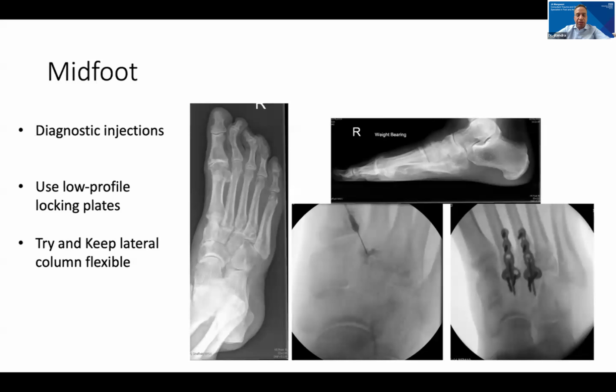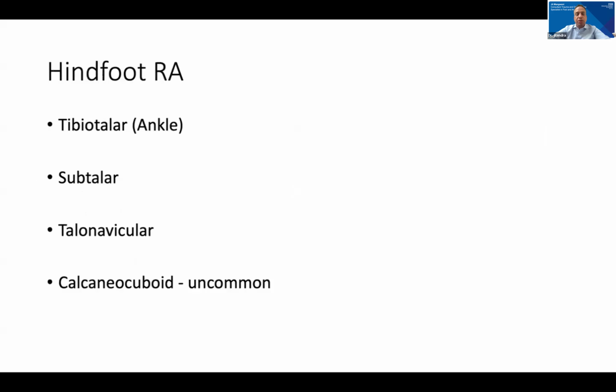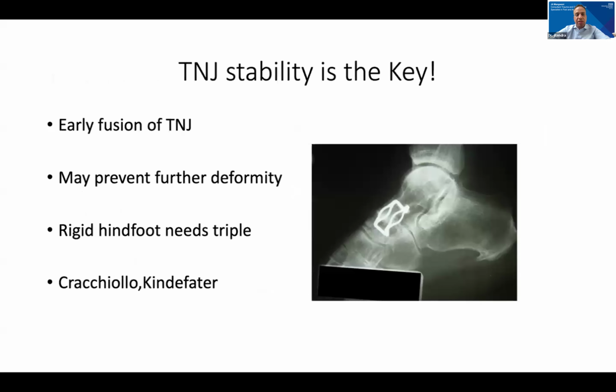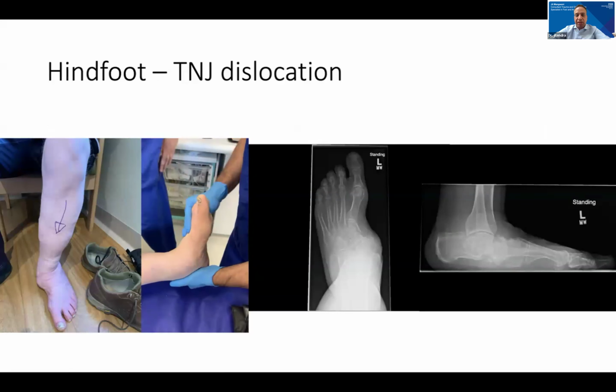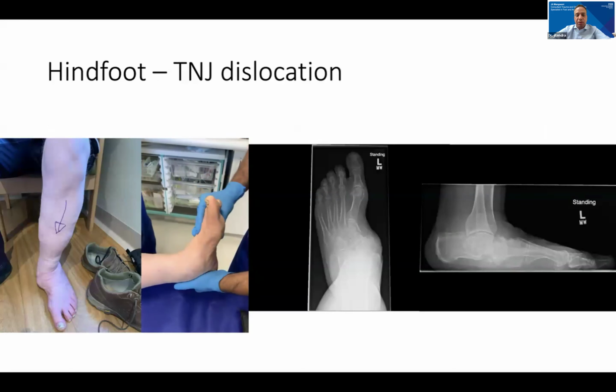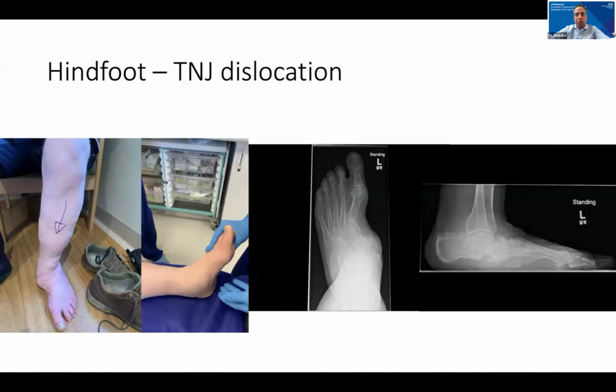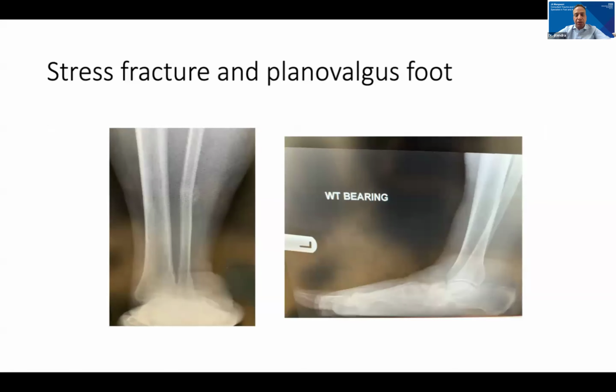So intra-articular injections are an important way to look at that. And hindfoot, one of the big things to take home will be stabilize the talonavicular joint. And you'll see in this particular case in a minute where the talonavicular joint is progressively almost dislocated, and you have to do a medial double or a triple arthrodesis in this situation to stabilize the talonavicular joint.